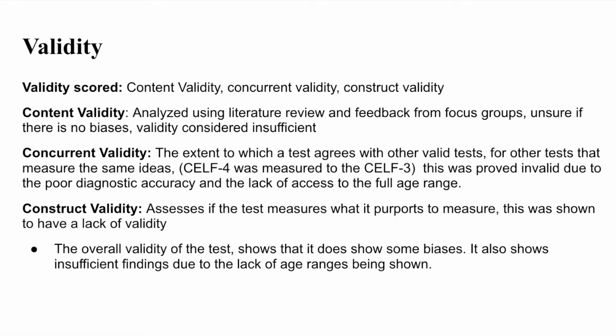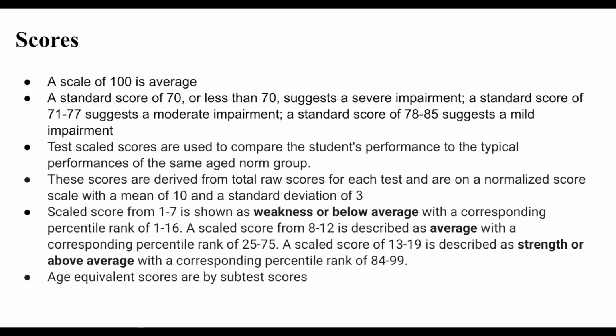On the scoring of the test, a score of 100 is average. A standard score of 70 or less suggests a severe impairment. A standard score of 71 to 77 suggests a moderate impairment. A standard score of 78 to 85 suggests a mild impairment.